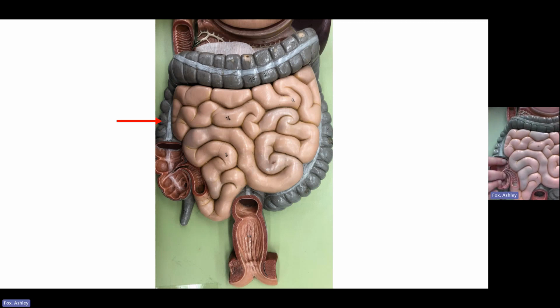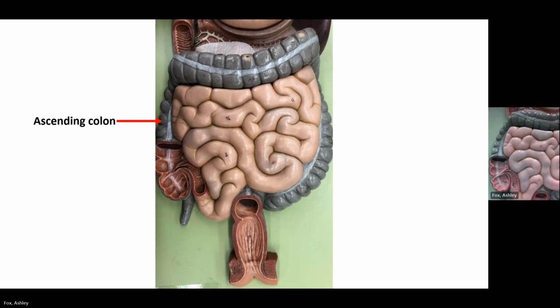So now we're looking at the parts of the colon, and it's named based on the direction it's going. It comes in from the ileum and it actually goes up. So it's going superior here. That is your ascending colon. In the large intestine, we call it colon. So that's that guy right here.